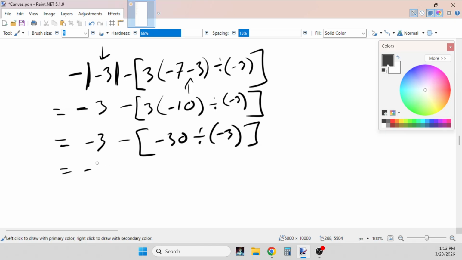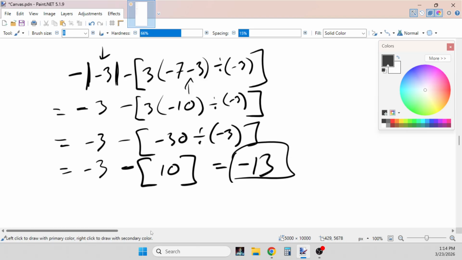This is not the most efficient way to do it, but it is the way that follows the order of operations closest, so for people who are more hesitant about math, it's the easiest way to get through it. -30 divided by -3, we have negative divided by negative gives us a positive. 30 divided by 3 is 10. -3 minus 10 is -13.